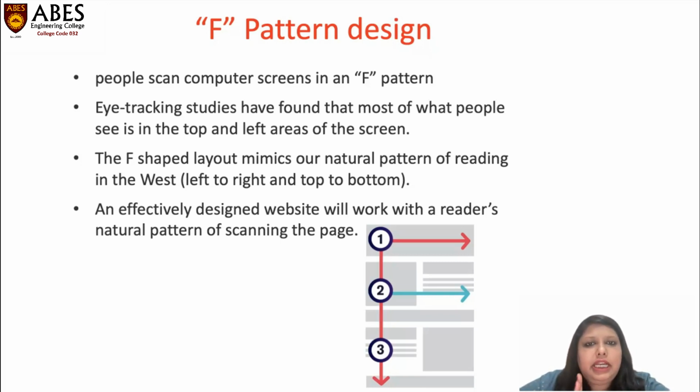So basically, first your eye moves to, in the screen I have written 1, right? That means the top left corner of the web page, then the line above, then coming in the middle, and then the last one. This is the pattern that is followed by our eyes while looking at a website. Eye tracking studies have found that most people see the top and left areas of the screen, and the F-shaped layout mimics a natural pattern of reading in the West, that is left to right and top to bottom.